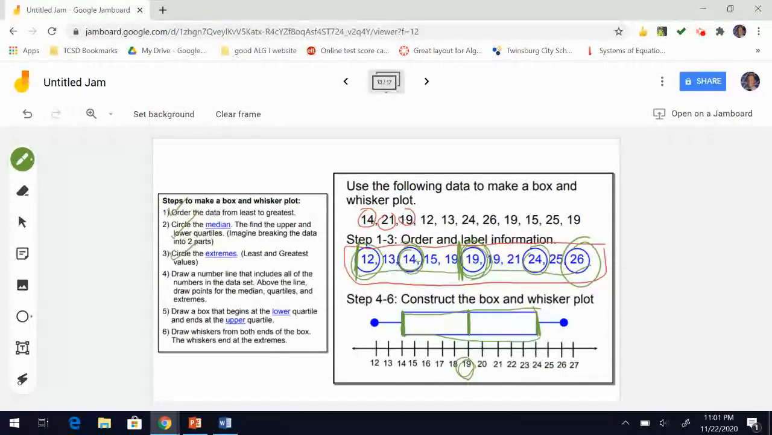If you look, we have our lowest value. I'm already getting ahead. It goes here at 12. Our greatest value is 26. So we know to connect that median and that median to the whiskers. And there we go. Draw the whiskers and the box.